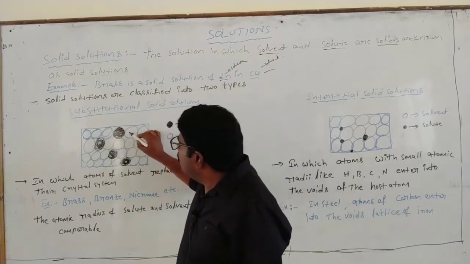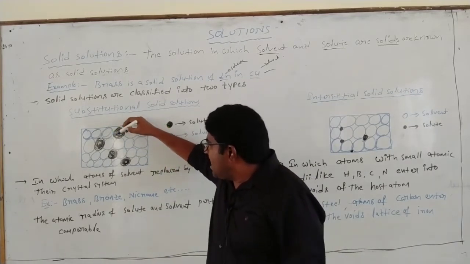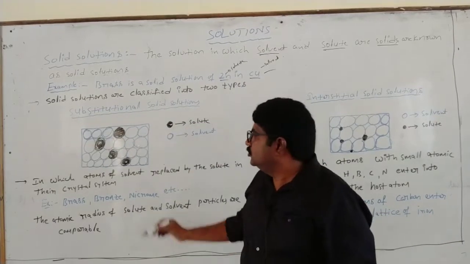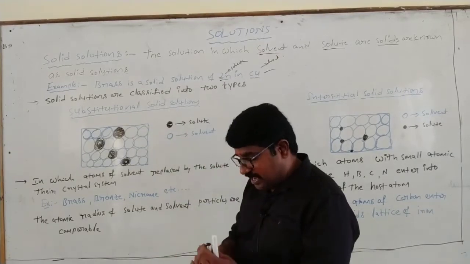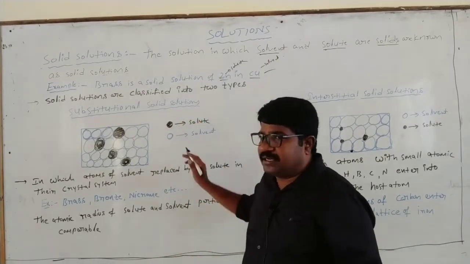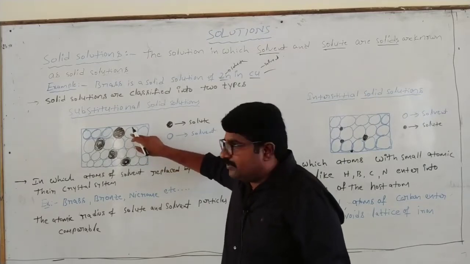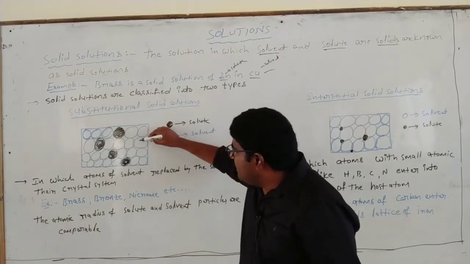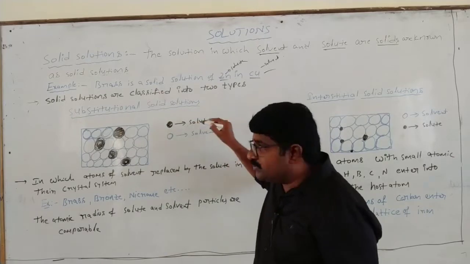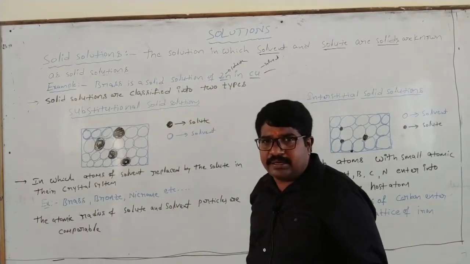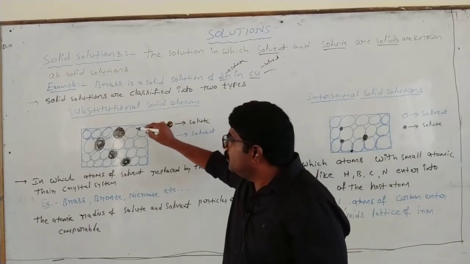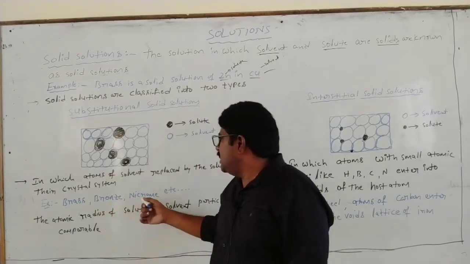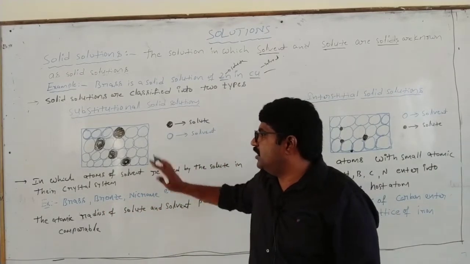So in this, atoms of the solvent are replaced by solute. These are the solute particles, which I have indicated here. When solute particles enter the solvent's place, replacing solvent atoms, that is called a substitutional solid solution. Examples are brass, bronze, and nichrome.